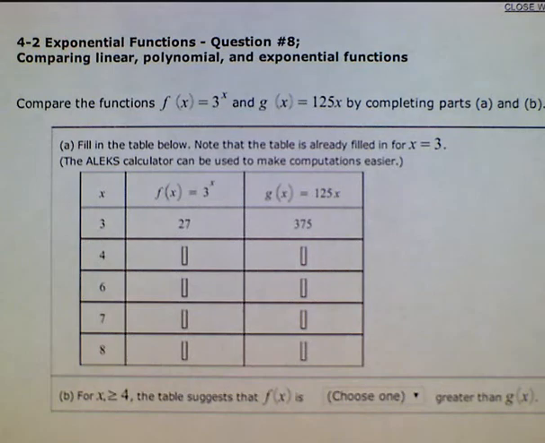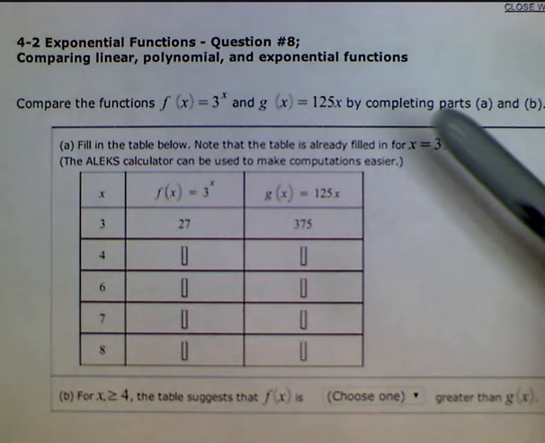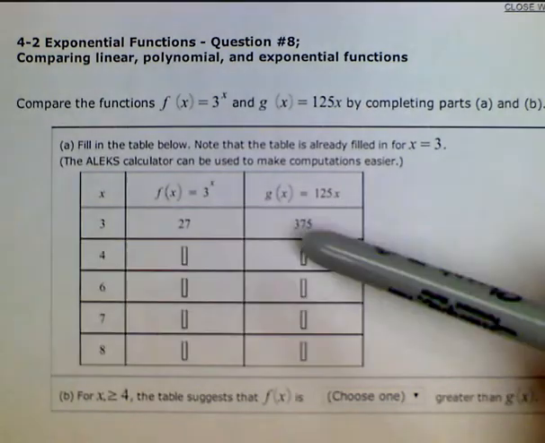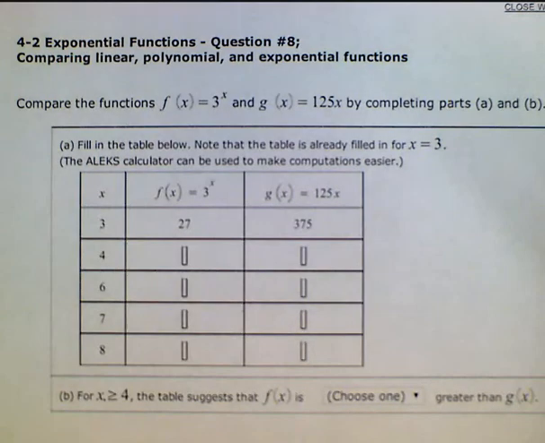So in this problem, we're asked to compare the functions f of x equals 3 to the x and g of x equals 125 times x by completing parts A and B. This problem is just to help you see the comparison of an exponential function versus a linear function, and how they grow, their growth rates, and how they differ.